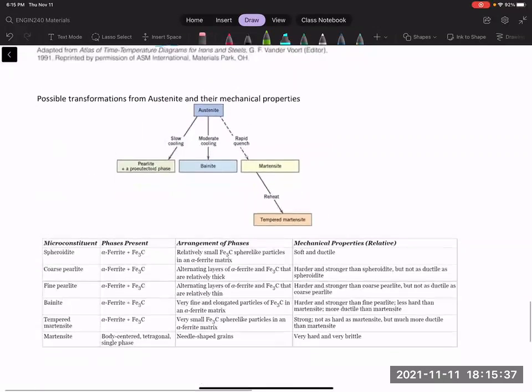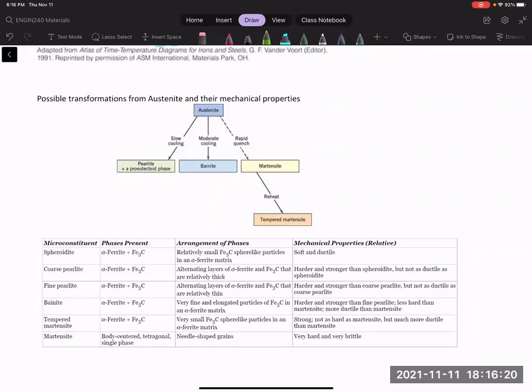And the last thing that you will see in this chapter is a figure that shows different kinds of transformation if you're doing a different rate of cooling. If you start with the austenite, which is the one that we just showed at higher temperature, and you do a slow cooling, you are able to get the pearlite and also some proeutectoid phase. If you do moderate cooling, you're going to have some bainite show up. If you do a quick quench, then most of it will become martensite.